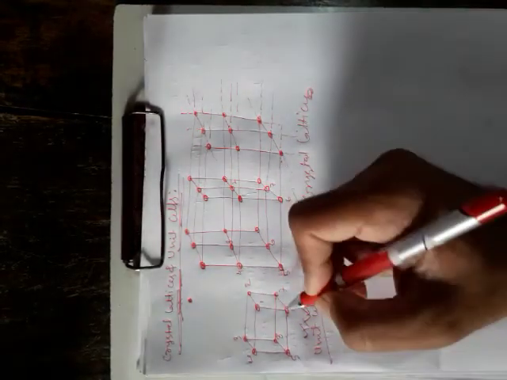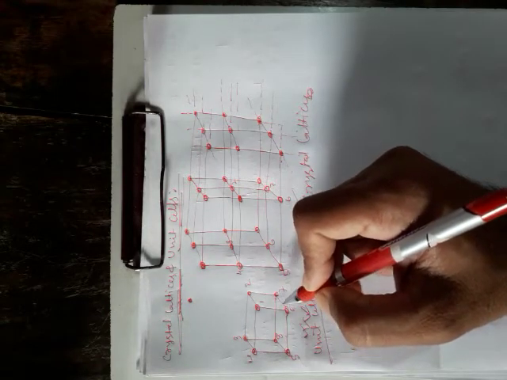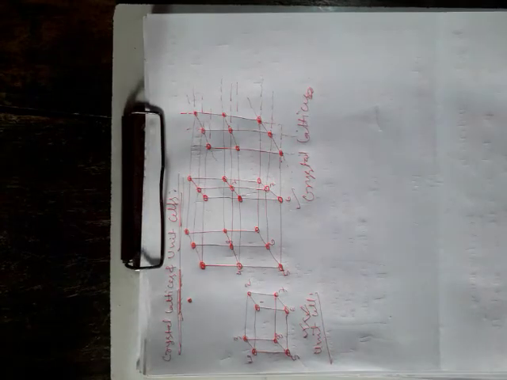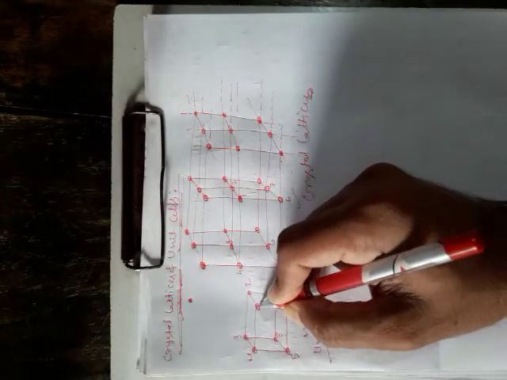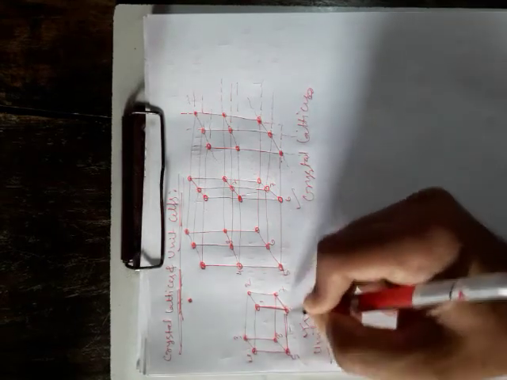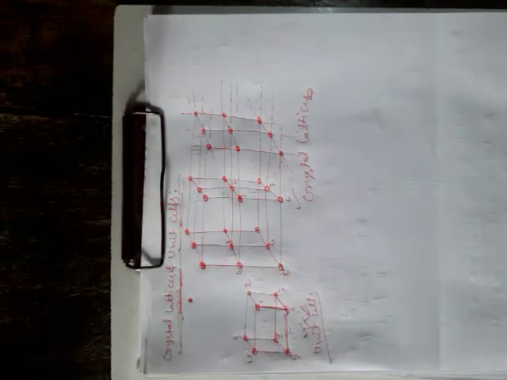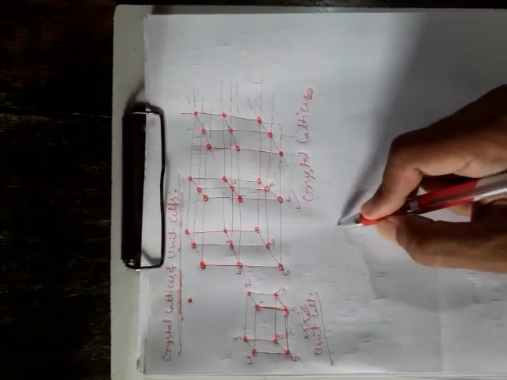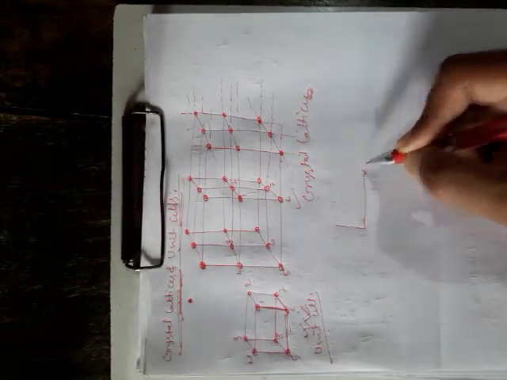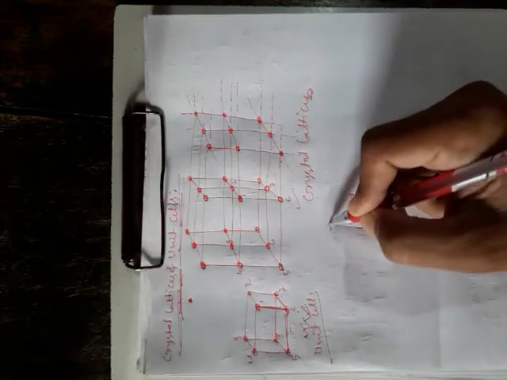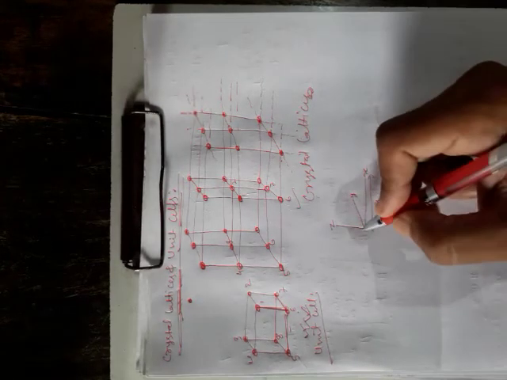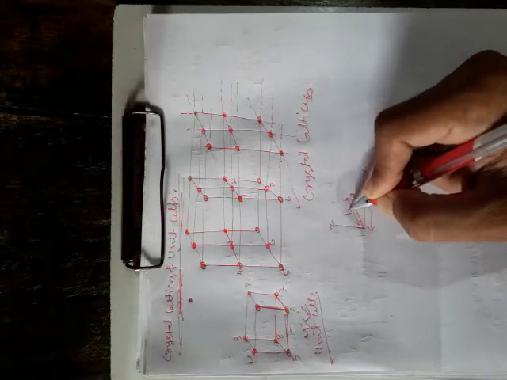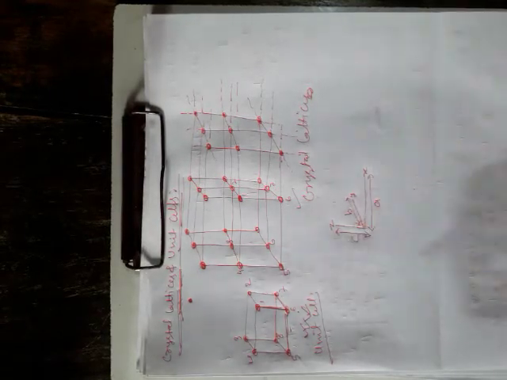One of them is the edge length. A unit cell is characterized by three edges and three angles. Suppose this is the x-axis, this is the y-axis, this is the z-axis. On the x-axis, the edge length is represented by A. On the y-axis, the edge length is represented by B. On the z-axis, the edge length is represented by C.